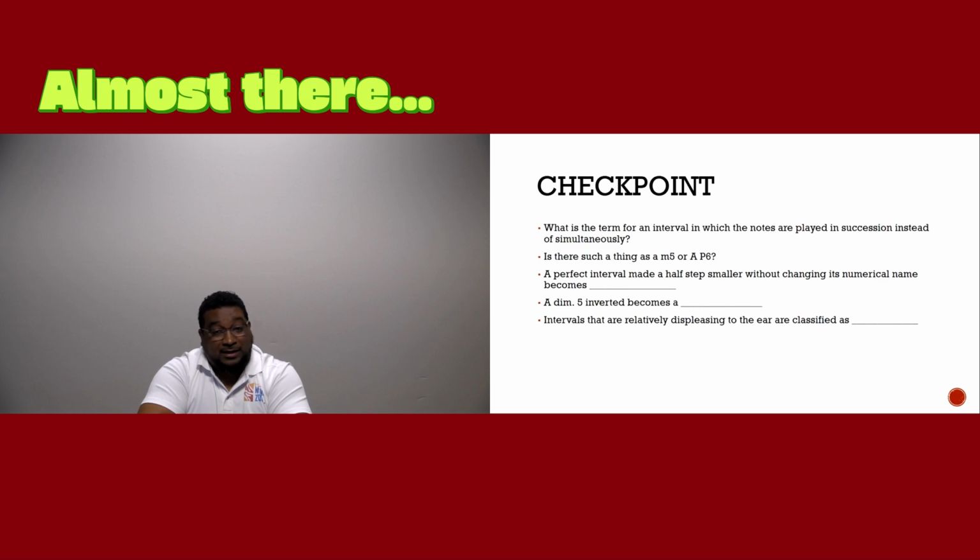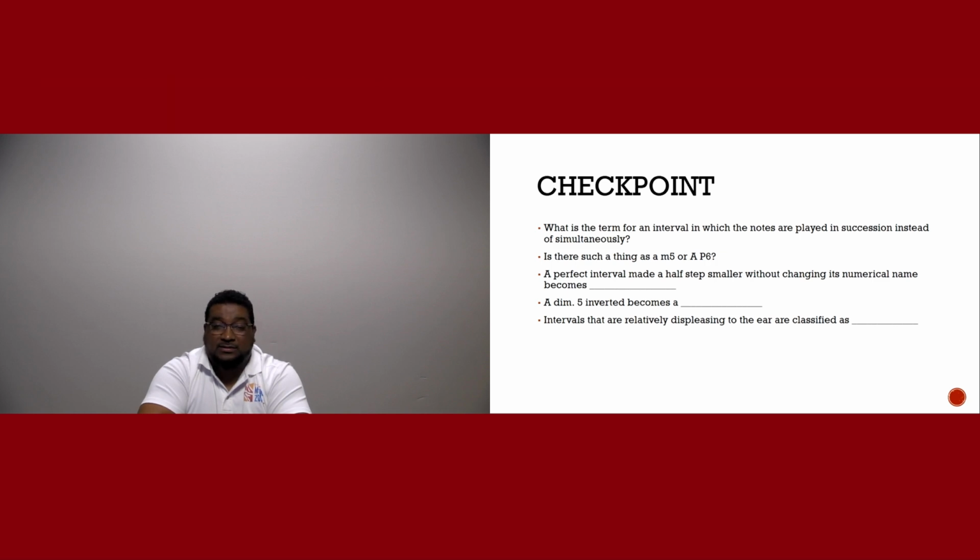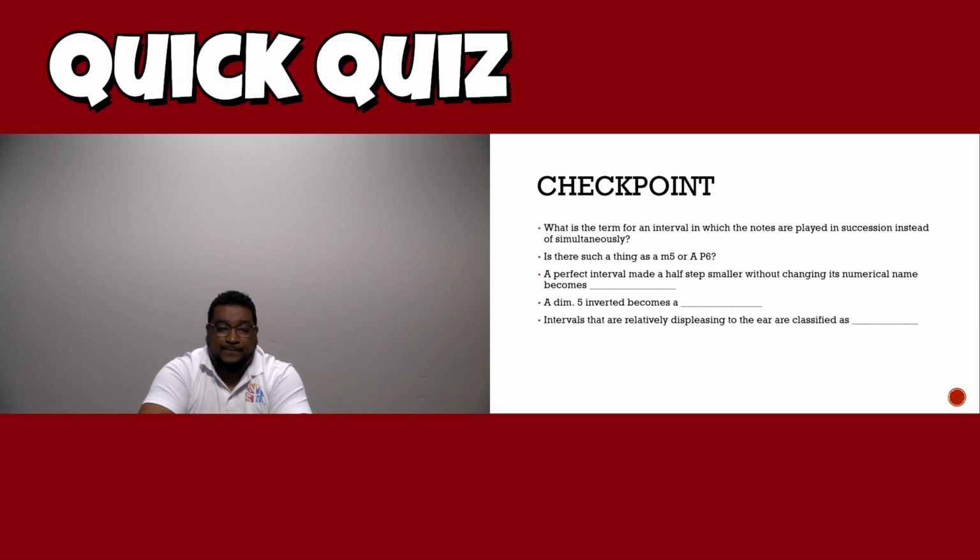So I hope that is clearer for you in terms of working out intervals, but here's a quick checkpoint for what we did. What is the term for an interval in which the notes are played in succession instead of simultaneously? If you said melodic, then you are correct. Is there such a thing as a minor fifth or a perfect sixth? No. We have major sixths and we have perfect fifths. So all the fifths are usually perfect. If it's a sixth, it's a major.